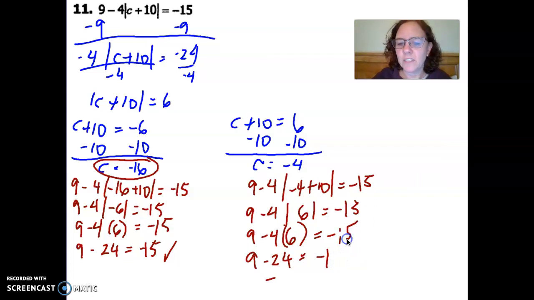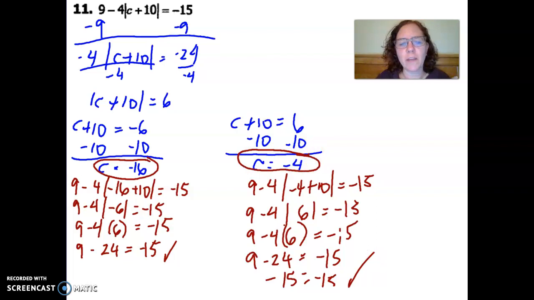Let's make that a 15. 9 minus 24 is negative 15. So that one is correct as well. Helps if you can read your own handwriting. So this one has 2 solutions, and again, you would type that into Delta Math with a comma.